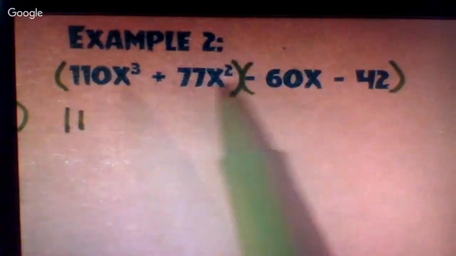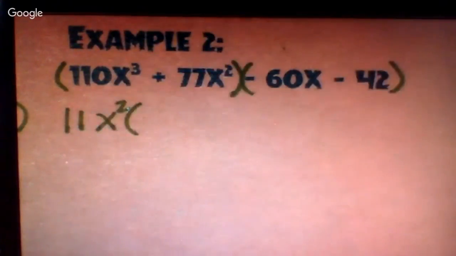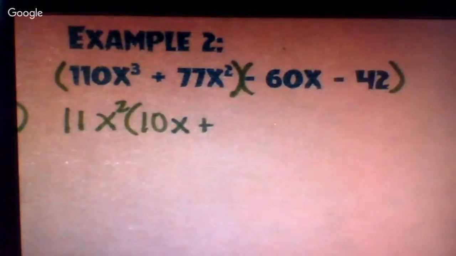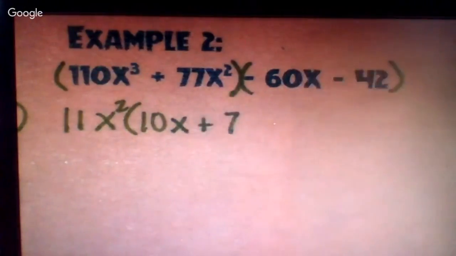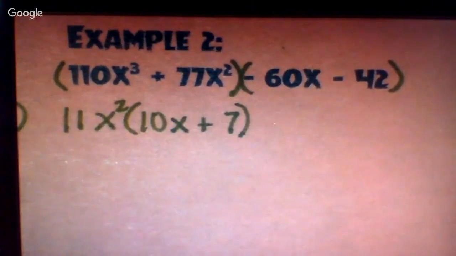We've got x cubed and x squared. How many x's can we pull out? Two of them. Let's divide now. What's 110 divided by 11? 10. I started with 3 x's and I'm taking out 2, so just 1 x. Plus 77 divided by 11 is 7. And I took both of my x squared, so I'm done with that one.